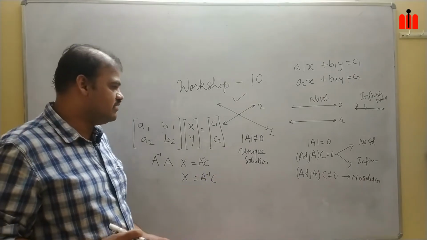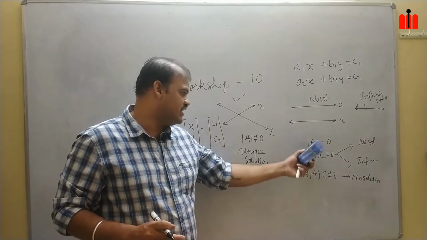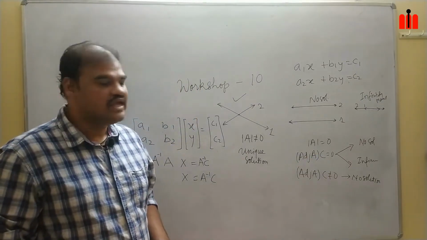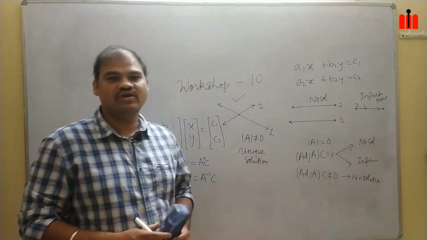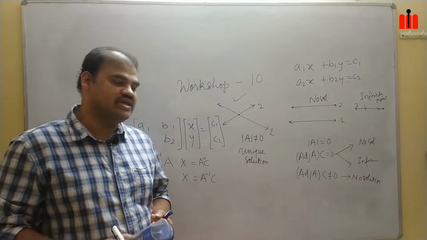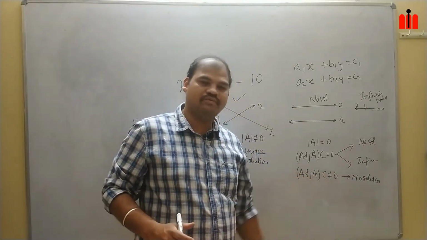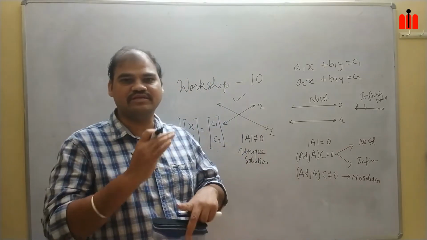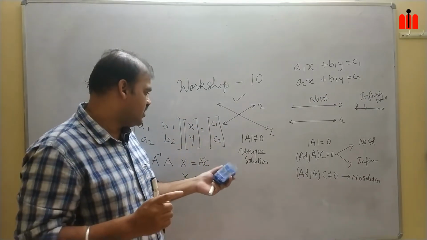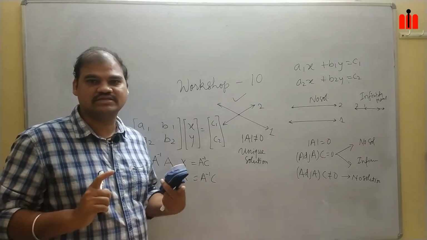When A is an invertible matrix, then it is a unique solution. When A is a non-invertible matrix, that means determinant equal to 0, we have to proceed further to find adjoint A into C. If adjoint A into C is equal to 0, then it can be no solution and it can be infinitely many solutions. If adjoint A into C is not equal to 0, then it is a no solution. No solution is also termed as inconsistent. Inconsistent means it does not contain anything. Unique solution is also known as consistent.